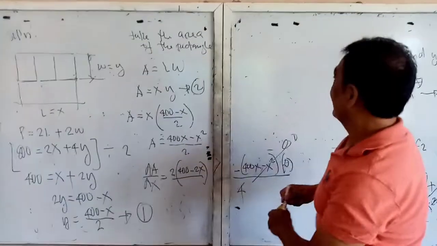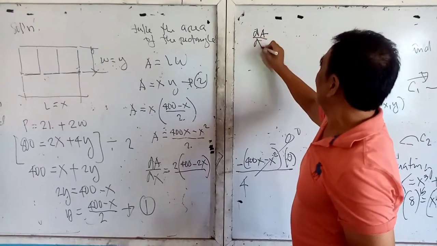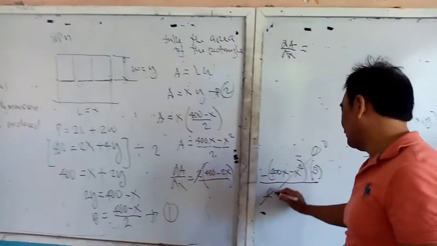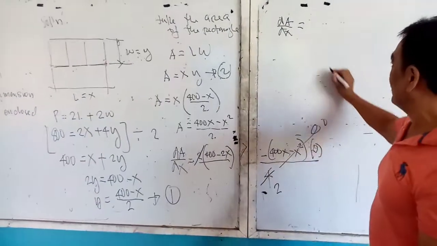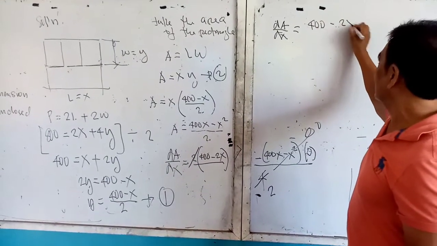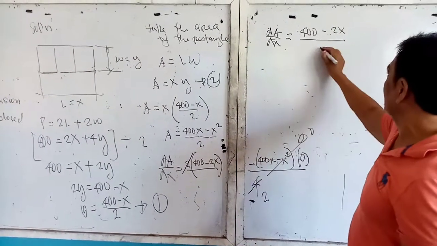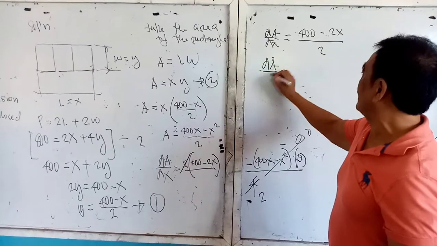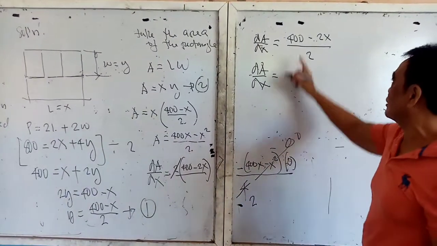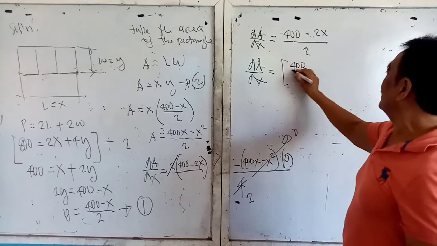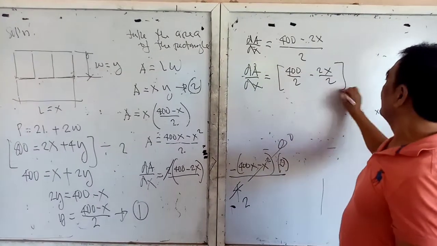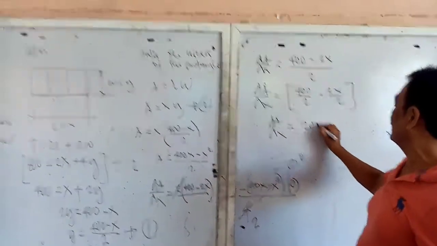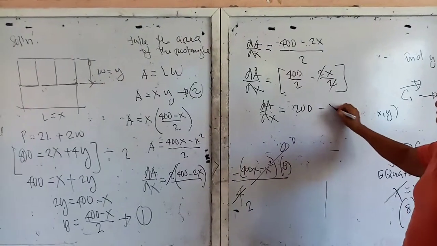Now, when we simplify, the derivative of the area with respect to x will be equal to, I divide here, remember, by 2, 2 by 2, that would be 2. So dA over dx will be 400 minus 2x divided by 2. Then, simplify further, upon distributing, 400 divided by 2 minus 2x divided by 2, so dA divided by dx will be equal to 200 minus x.